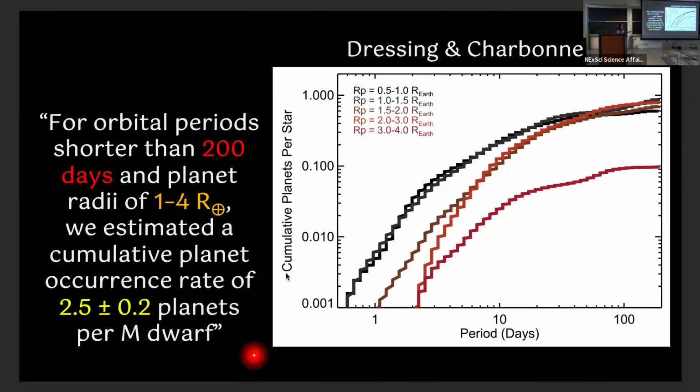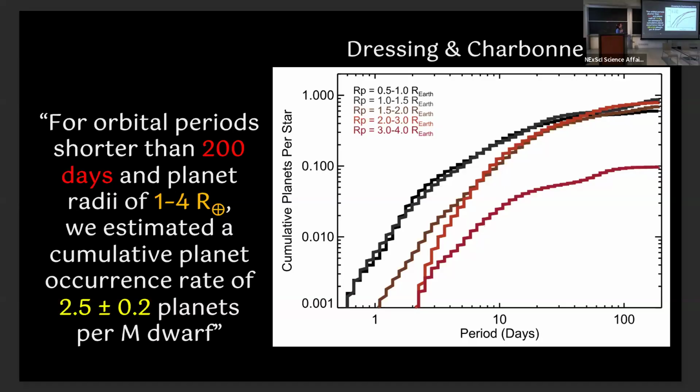And the main result here is just pulled from the conclusion of that paper, that for orbital periods shorter than 200 days, small planets with radii of 1 to 4 Earth radii, so these are the super Earths and sub-Neptunes, have a cumulative planet occurrence rate of 2.5 planets per M dwarf. So these things are exceptionally common around M dwarfs. On average, every M dwarf has multiple small planets.